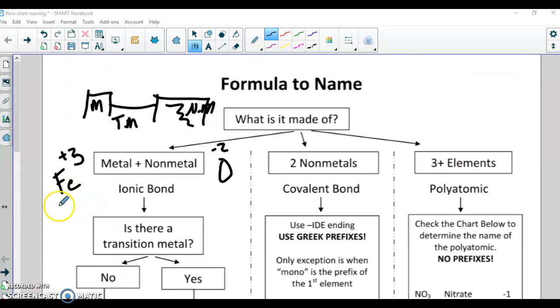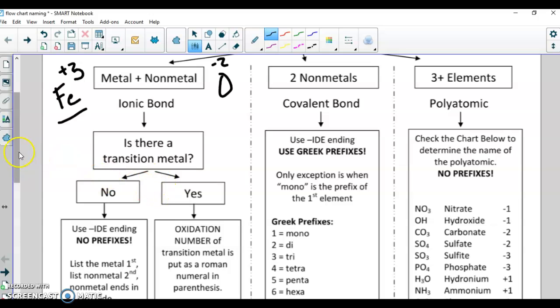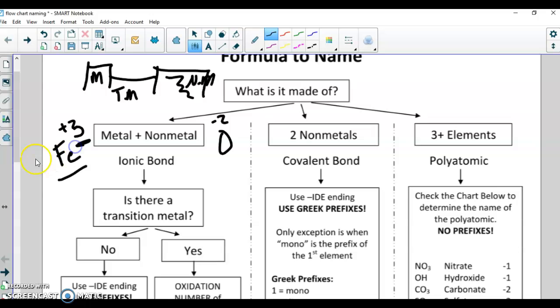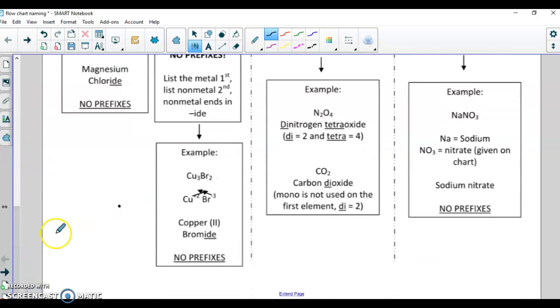Okay, so let's have a transition metal. So we got iron. So we look at our little thing. We got iron plus oxygen. So is iron a transition metal? Yes. So that means we follow down and we find the oxidation number. Well, I've given you the oxidation number. I've told you iron +3. So that means we go down, we do the same thing.